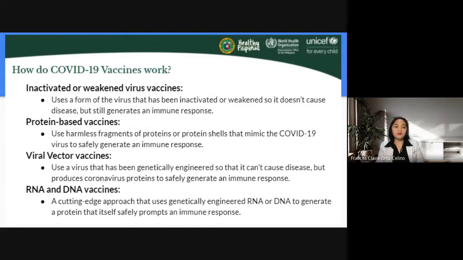And then, fourth of your mechanisms is your RNA and DNA vaccine. So this is a cutting-edge approach that now uses genetically engineered RNA or DNA to generate a protein that itself safely prompts an immune response. Okay, so ito newer form, yung mga mRNA vaccines natin. Ang example ng brand nito is yung Pfizer at saka yung Moderna.